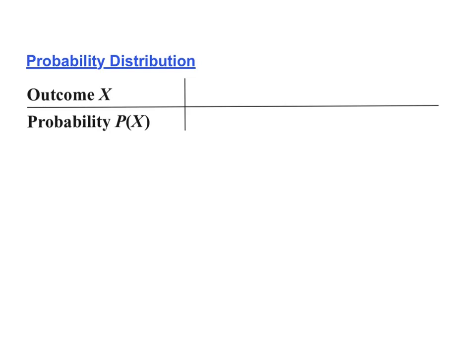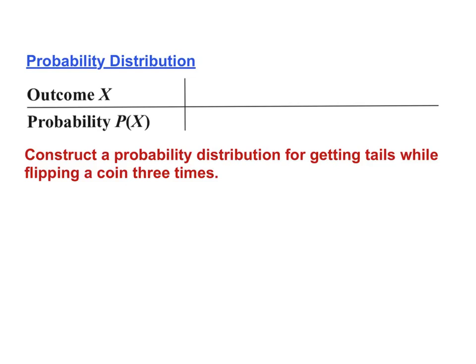So here would be an example of when you would make a probability distribution. It'll say something like this: construct a probability distribution for getting tails while flipping a coin 3 times. Now the difference between probability distributions and probability is that we're going to figure out the probability of all the different outcomes that could happen. So if I flip a coin 3 times, you can get so many tails. What's one possibility? How many tails could I get? 3. I get tails every time. What's another possibility? 1 tail. What else? 2 tails. 0 tails. Those are my outcomes. I can get 0, 1, 2, or 3 tails.